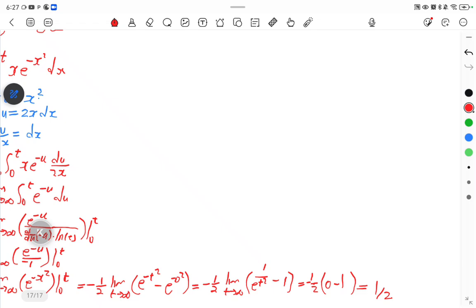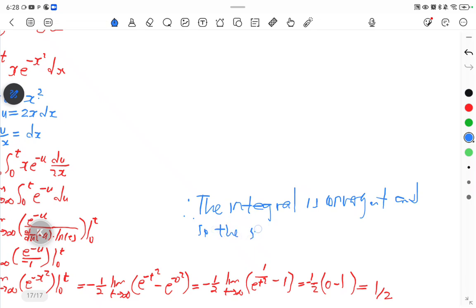So there's no question, right? So it means that I can say, therefore, the integral is convergent and so the series is also convergent. We say, right, then that will be the case.